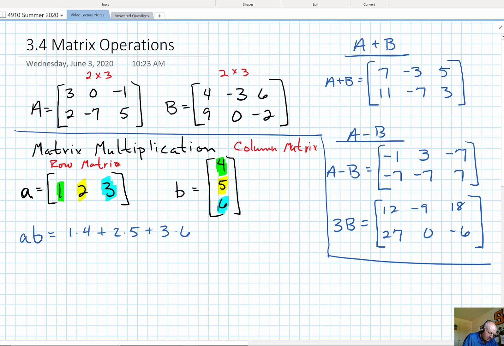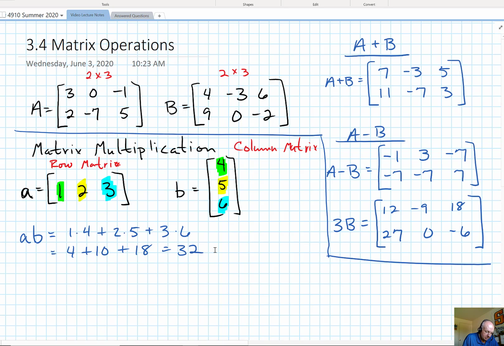Okay, and then of course you add those up. So we end up with 1 times 4 plus 2 times 5 plus 3 times 6, which gives us 32. All right, and that's it. That's how you do a row vector times a column vector. It's a dot product. First times first, second times second, third times third, and then add the results.